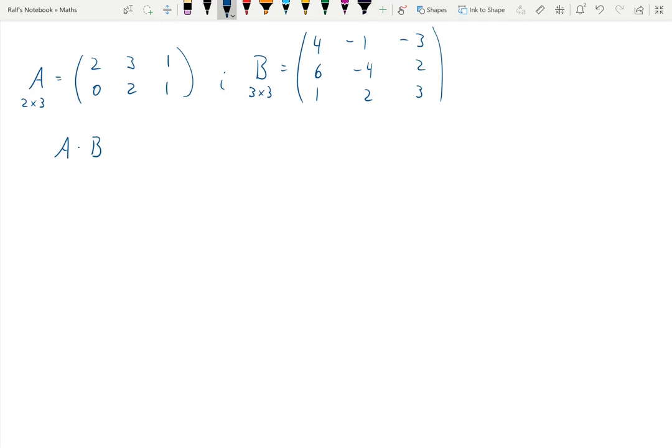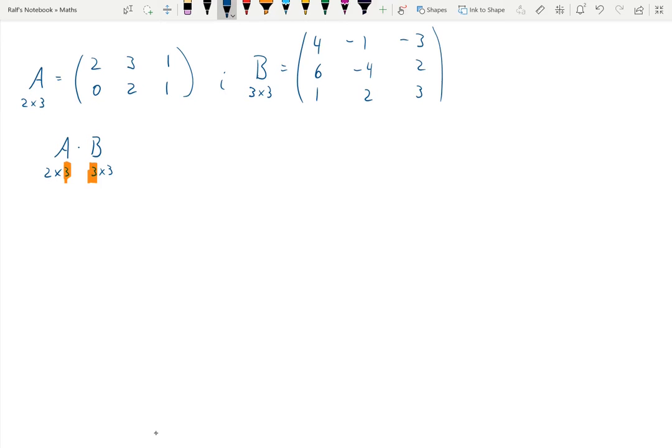So let me just transfer these dimensions down here, and I recommend that you always do that. And in order for you to be able to make this matrix calculation, these inner two dimensions have to be the same. Okay, in this case they are both 3.